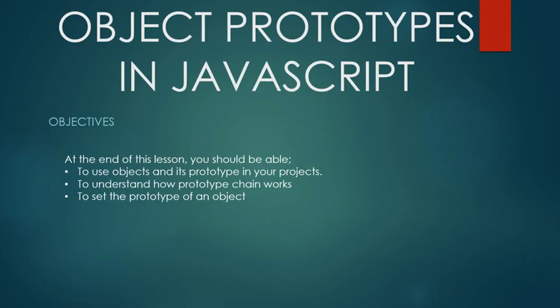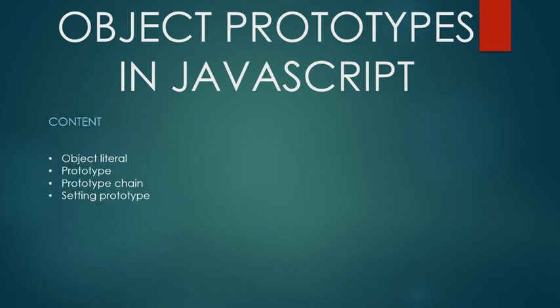So we're looking at object prototypes in JavaScript, and I have a few objectives to cover at the end of this lesson. At the end, you should be able to use objects and their prototypes in your projects. You should also be able to understand how the prototype chain works and how to set the prototype of an object. Prototype is such an important aspect of JavaScript, bringing a robust nature to object creation and manipulation of objects.